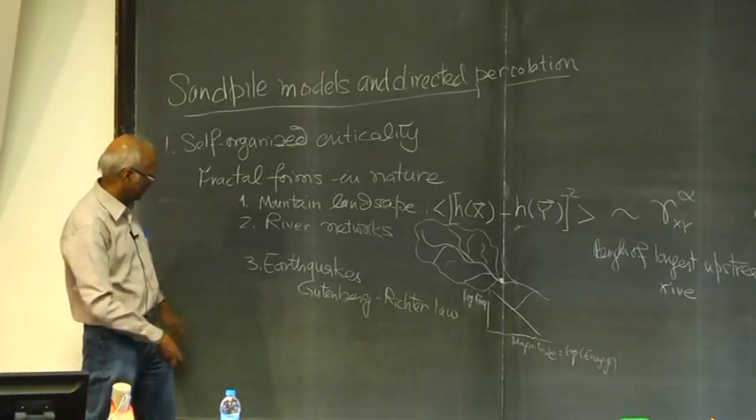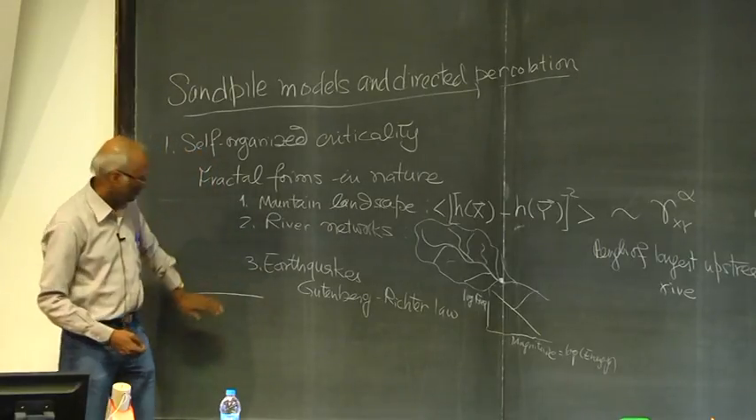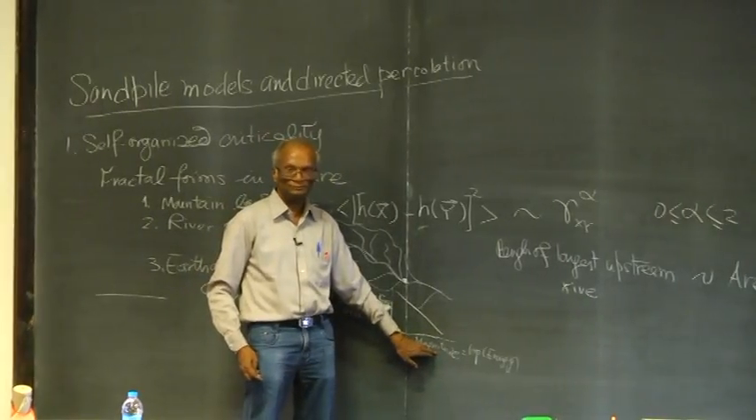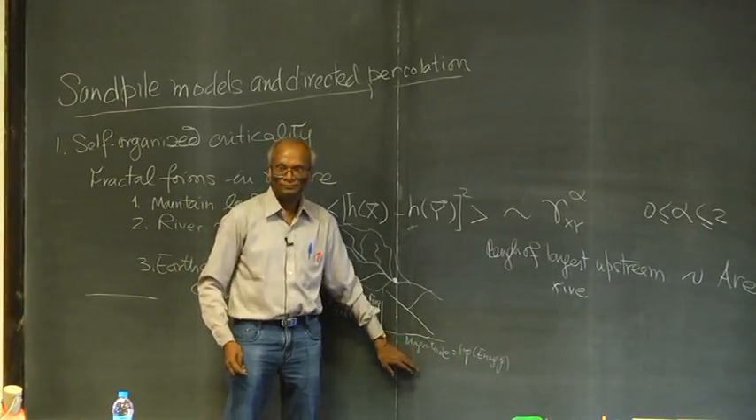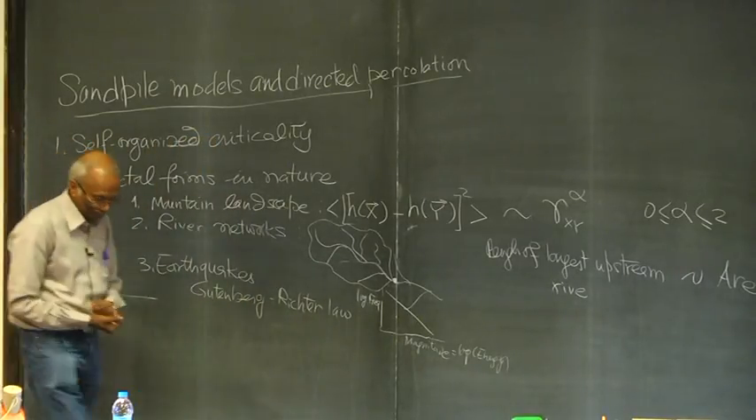Is the bottom of this board visible to everybody? The cutoff occurs where? Here? Further down. This is visible? I will not go below this. Okay. So, can we understand this law?